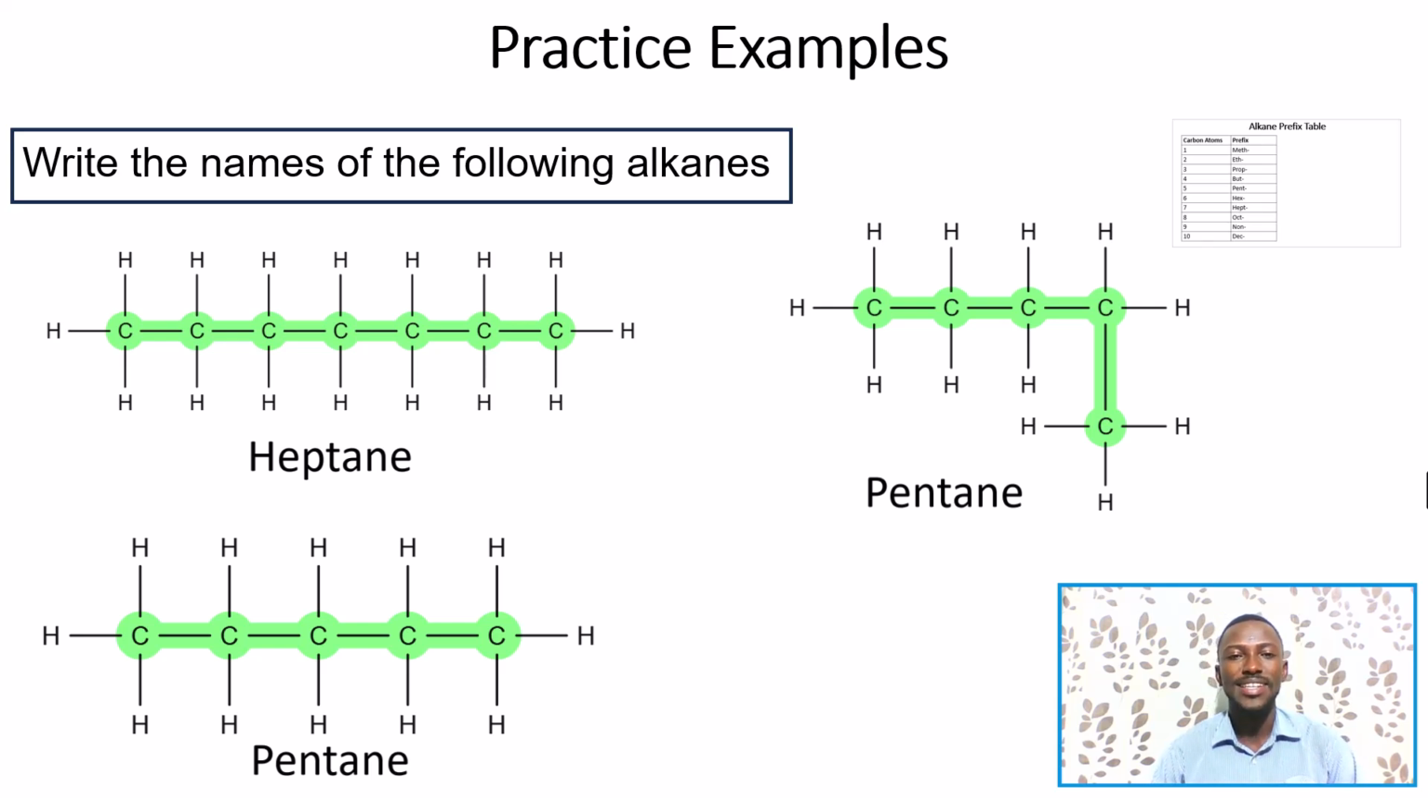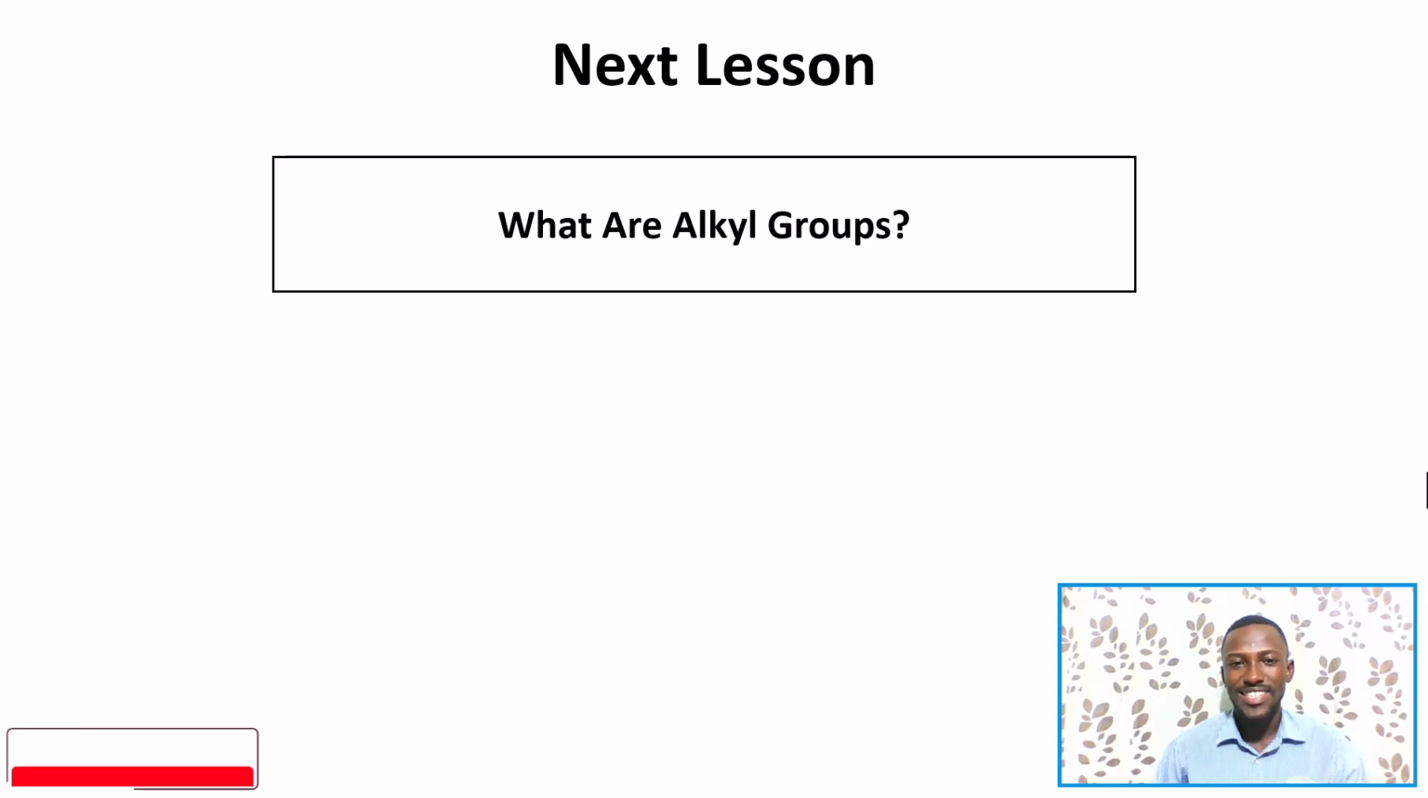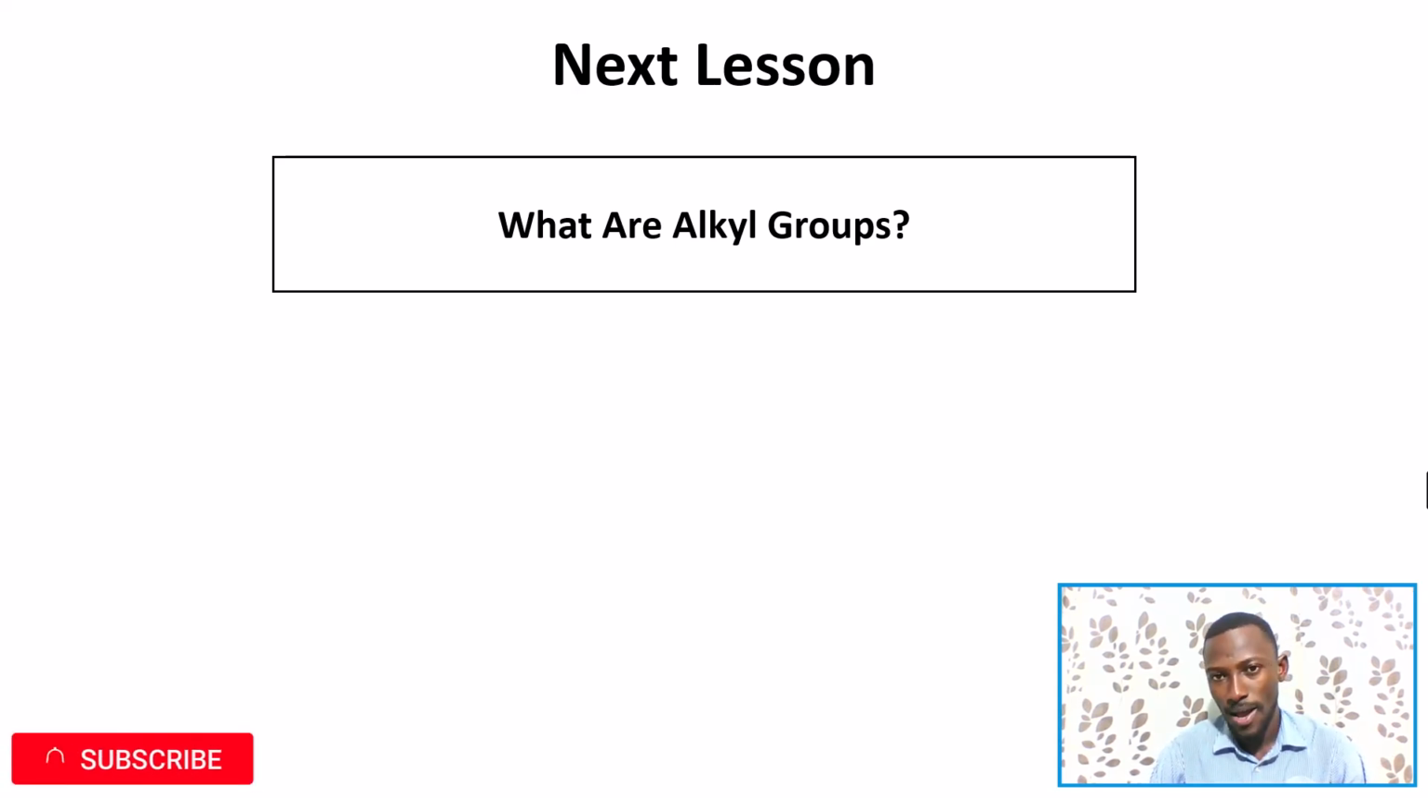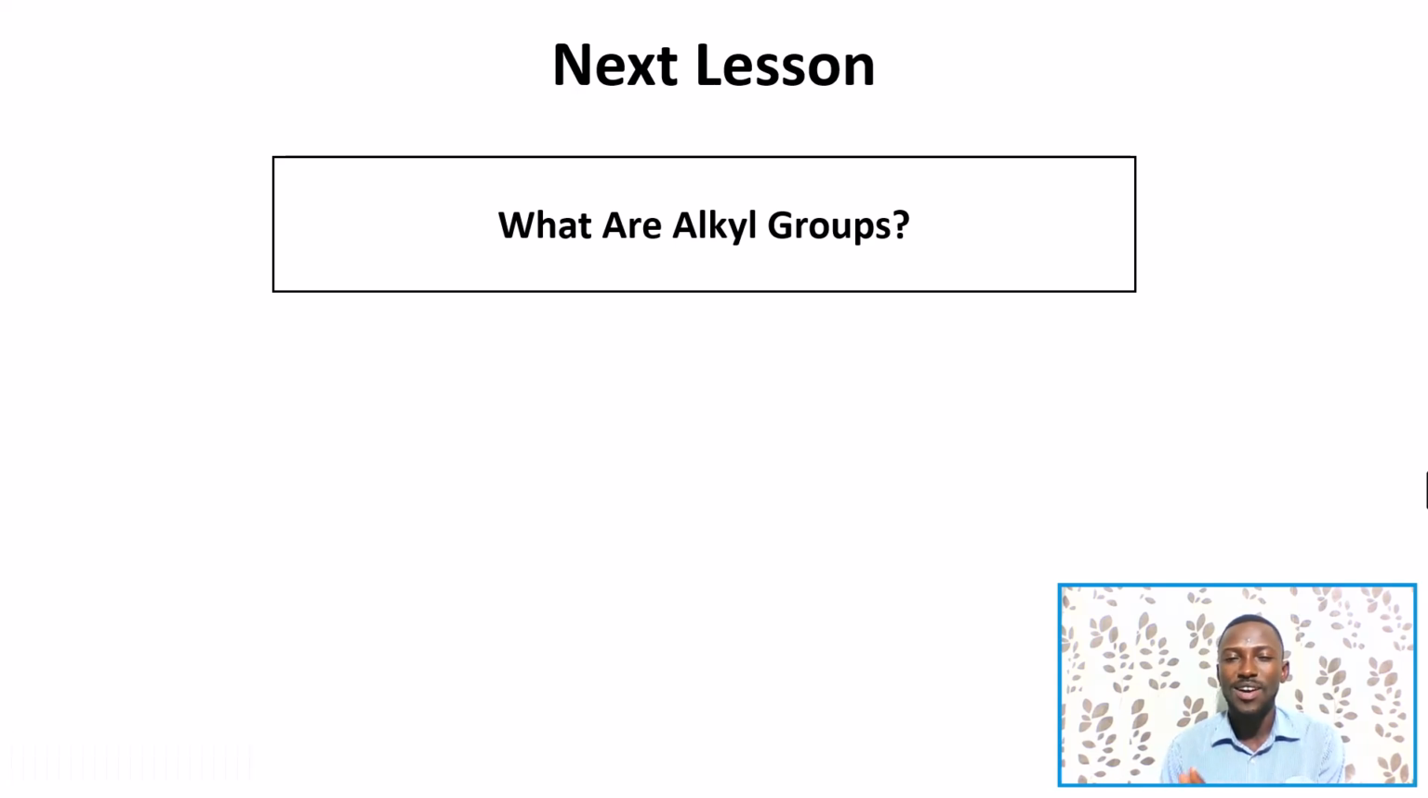So this brings us to the end of our lesson on naming straight chain alkanes. In our next lesson, we'll be looking at what alkyl groups are. We need to understand what alkyl groups are in order to be able to name the branch chain alkanes that we'll be studying. Now you've mastered how to name straight chain alkanes, so our next goal is to name branch chain alkanes. But before we do that, we have to take a little detour and see what alkyl groups are, and then apply that knowledge in naming branch chain alkanes.